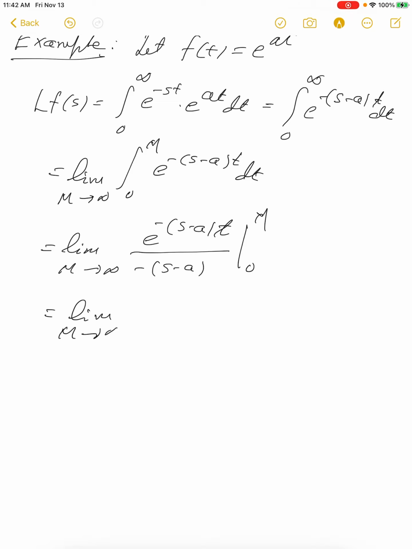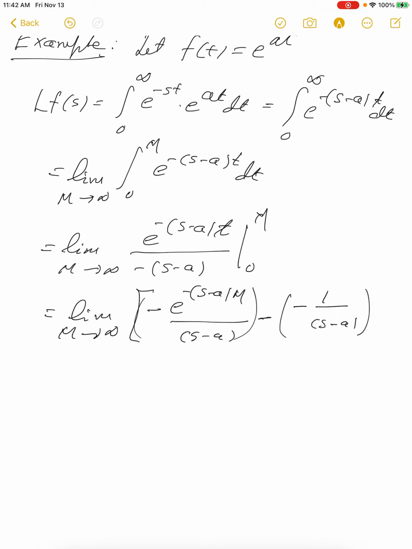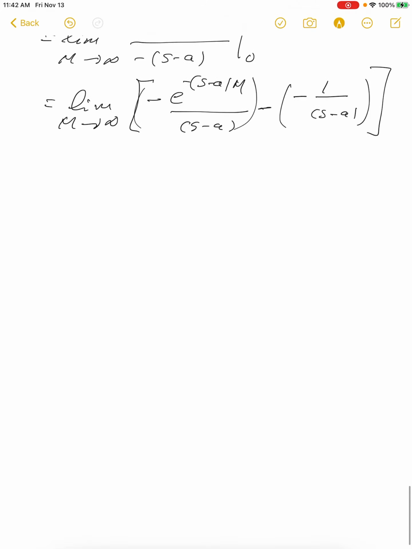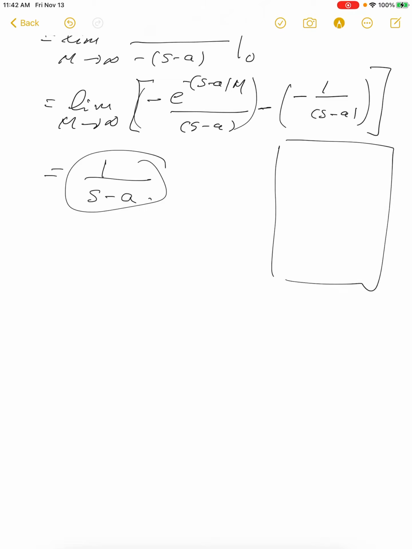So this will be the limit as m tends to infinity. The value of this function at m is minus e to the minus s minus a m by s minus a, minus, when t is 0, this gives you 1 over s minus a. And as before, this first limit tends to 0, and you will get the answer to be 1 over s minus a. So now I update our table again.